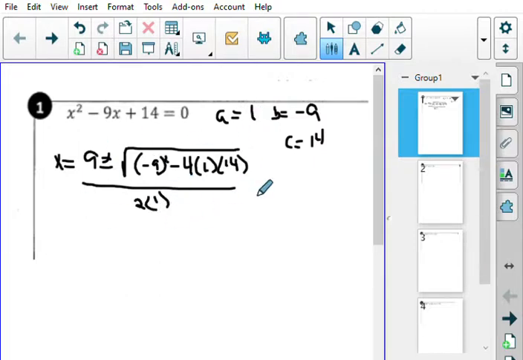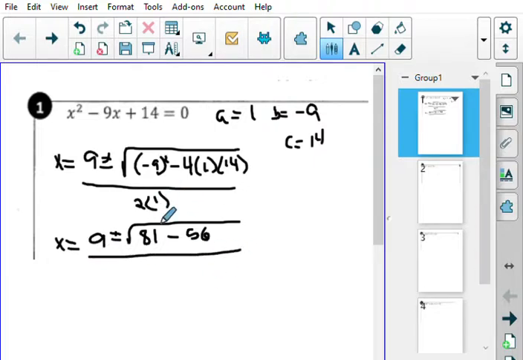All right, once you have your quadratic formula with all of your a's, b's, and c's put in, we are going to reduce inside the square root. So the 9 stays the same, the plus and minus, and now I've got my square root. Negative 9 squared gives me positive 81. And then negative 4 times 14. 14 times 2 is 28, times 2 is 56. So we are going to subtract 56 from this. And then we're going to divide all of that by 2.